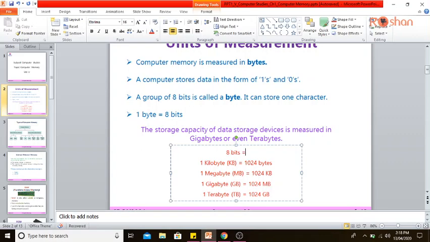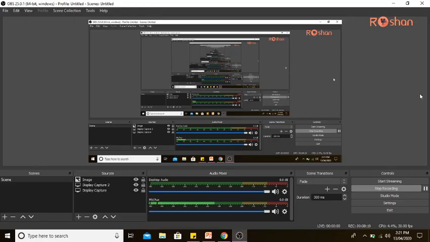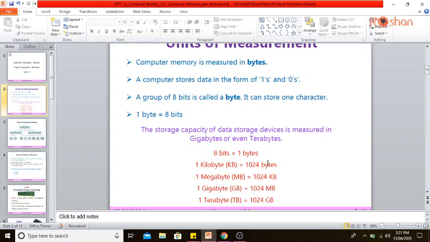From this chart we can understand the different sizes of the units. 8 bits equals 1 byte, 1 KB equals 1024 bytes, 1 MB equals 1024 KB, 1 GB equals 1024 MB, and 1 terabyte equals 1024 gigabytes. So this is the conversion.